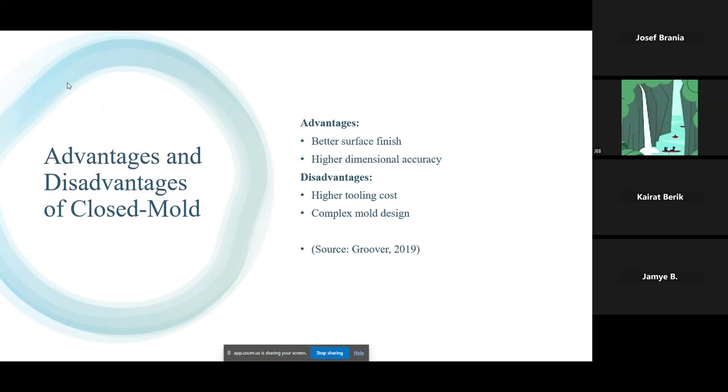Advantages and disadvantages of closed mold. The advantages we have here are a better surface finish and higher dimensional accuracy, with disadvantages being a higher tool cost and complex mold design.